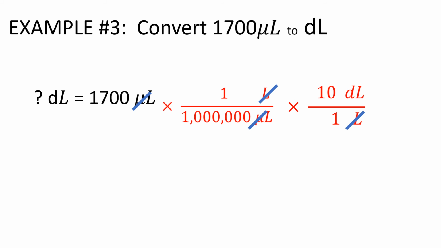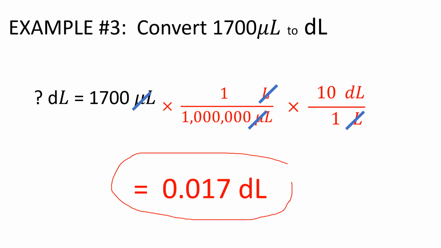Our next step is to multiply all of the numerators and multiply all of the denominators, and then divide the numerators by the denominators. So let's do that. 1,700 times 1 is 1,700, times 10 is 17,000, because we're just moving that decimal place to the right 1 space. And if we divide that by 1,000,000, we're really just moving that decimal place to the left. And you find that this is your answer, 0.017 deciliters.